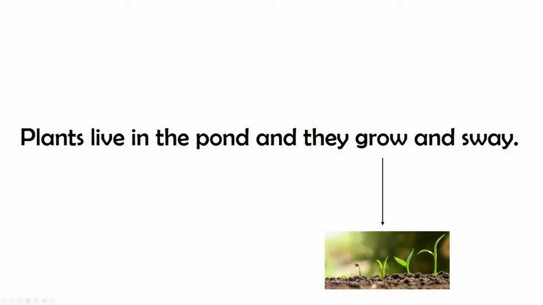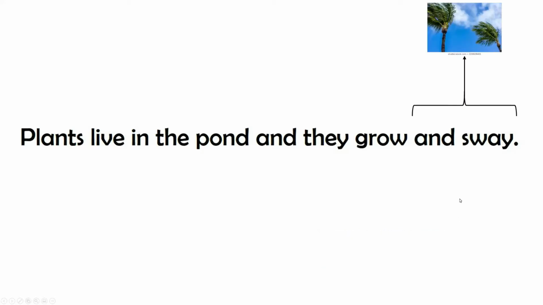The word grow. So all of us are growing. We're going from something smaller to something bigger. And we do that through a process. So plants do that too. Plants start out as a small seed and they get bigger and bigger until they form something else. And then to sway. Swaying means moving back and forth, most likely because of the wind.